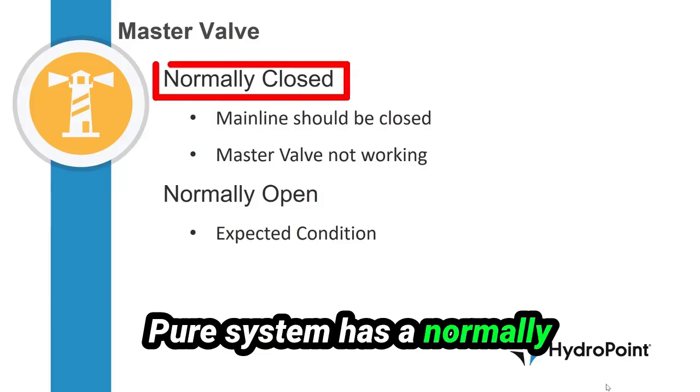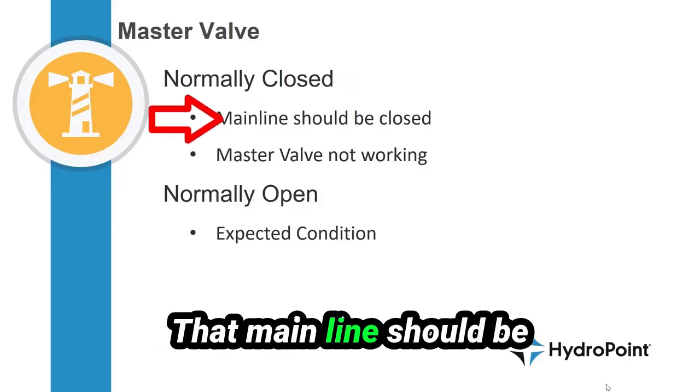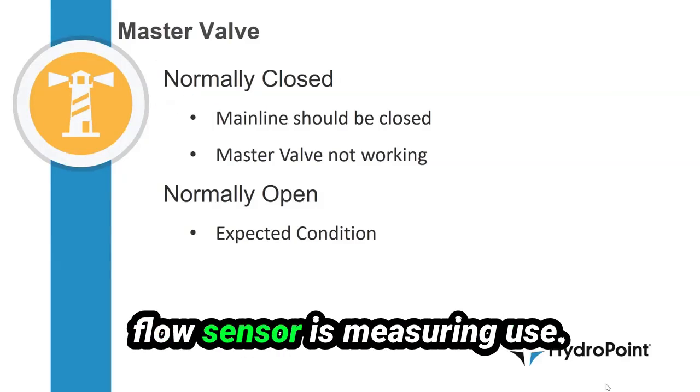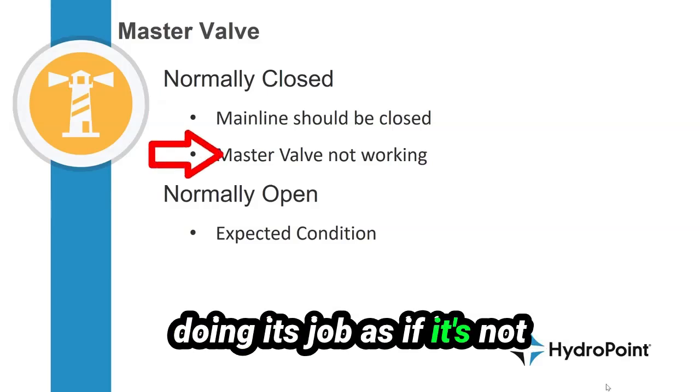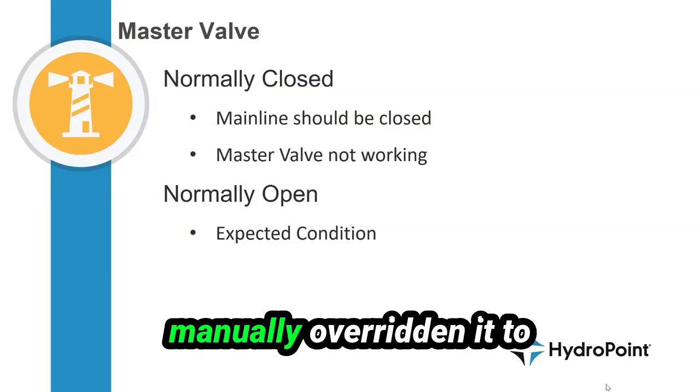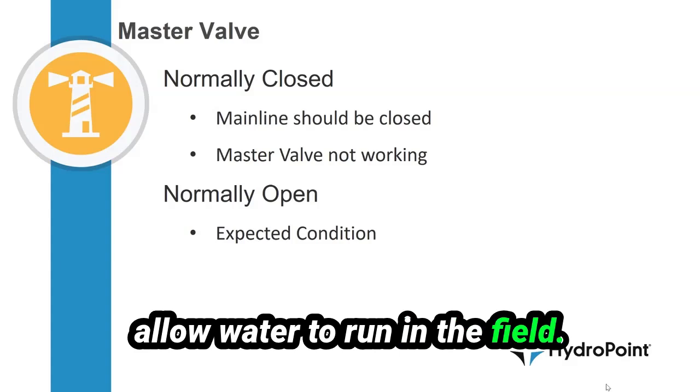If your system has a normally closed master valve, that main line should be closed. And the fact that the flow sensor is measuring usage means the master valve isn't doing its job, as if it's not working or someone has manually overridden it to allow water to run in the field.